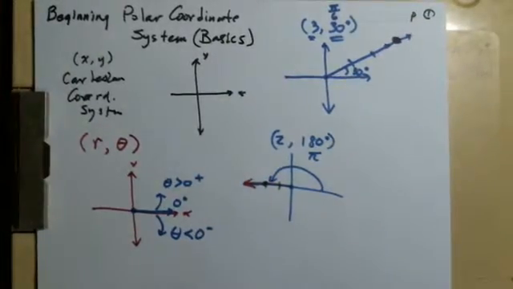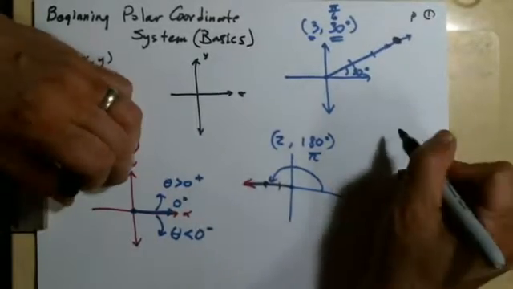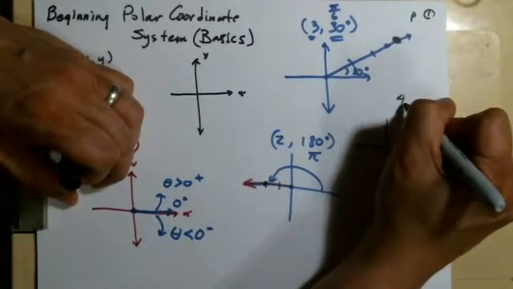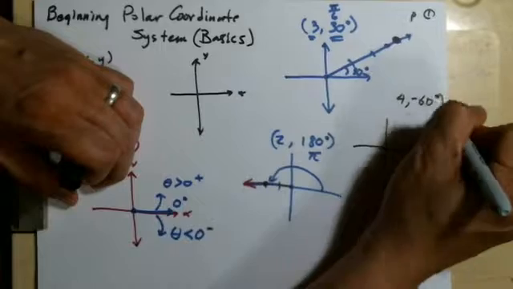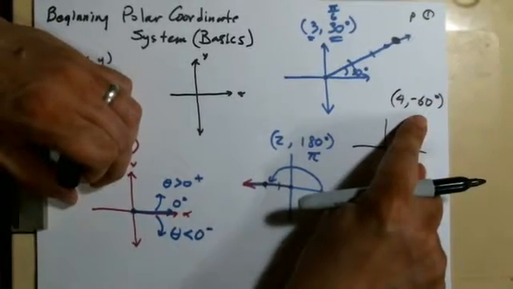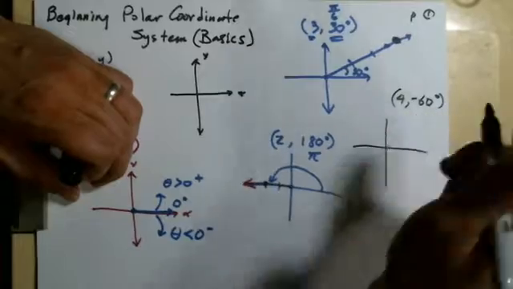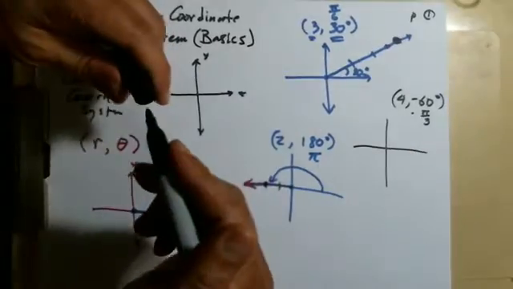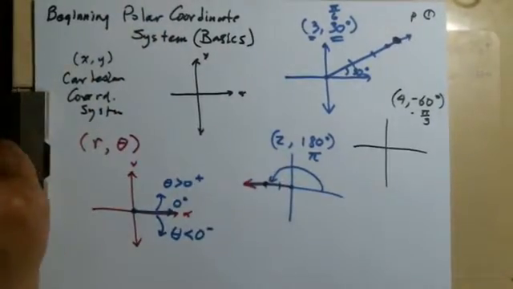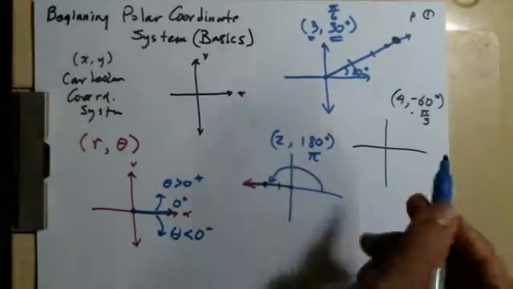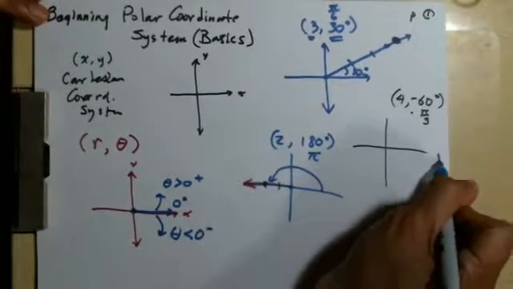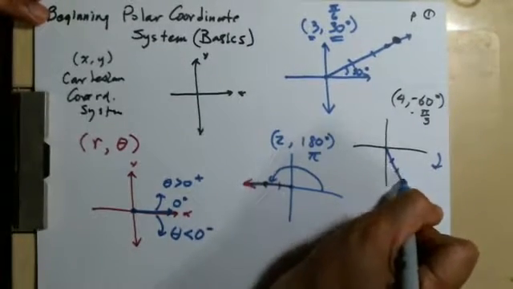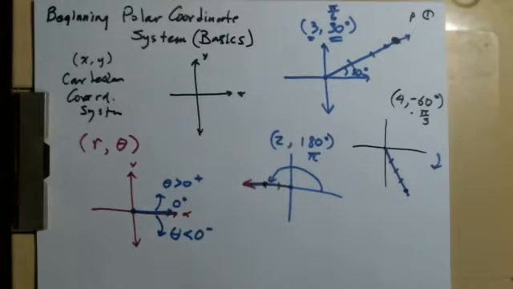Okay. Let's try one more problem. I'm going to use black this time. Let's say we use 4, negative 60 degrees. We know that negative 60 degrees is equal to negative pi over 3. I'm going to show you how to make these a little easier to memorize later. So where is it located? Negative 60 degrees. So we're going to go this way. And it's going to be the 60-degree mark. And then it's going to go 4 units. 1, 2, 3, 4. And there's that point right there.